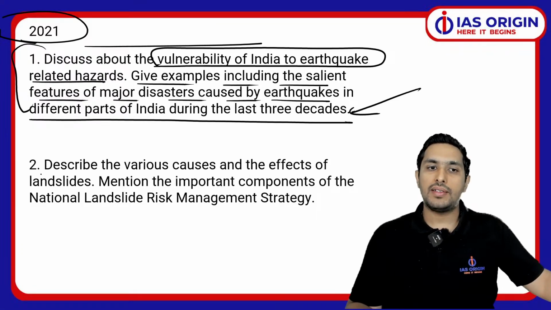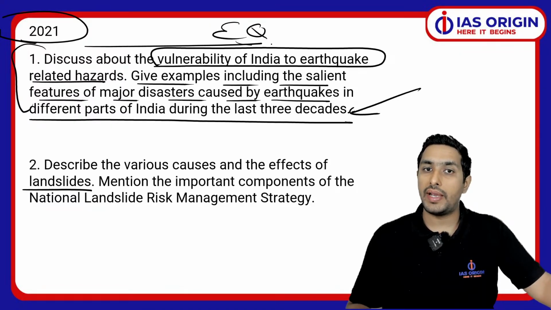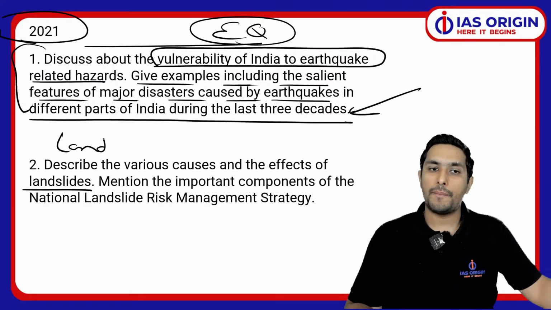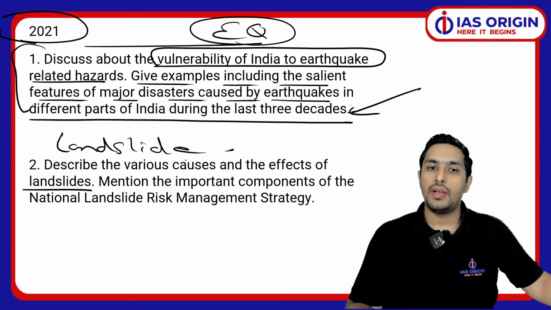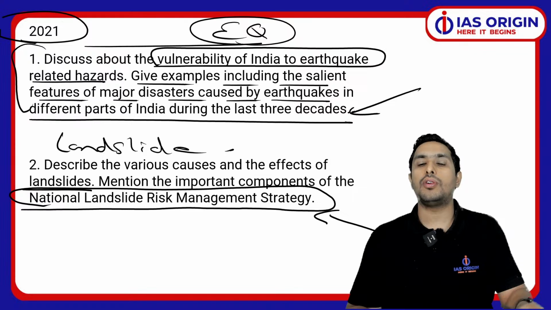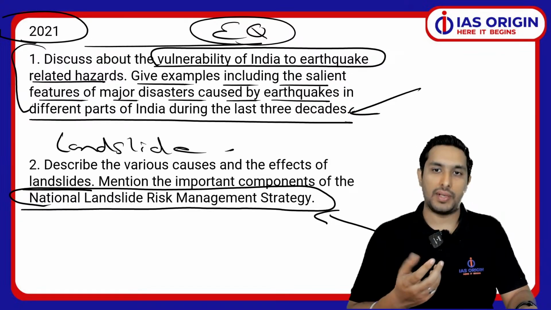In 2021 itself, we had a question that asked to describe various causes and effects of landslides. So you can see there's a question on earthquake, there was a question on cloudburst, there's a question on landslides. Mention important components of the national landslide risk management strategy. So we have got a proper strategy in place for landslides. You got to mention this particular thing in order to get good marks.